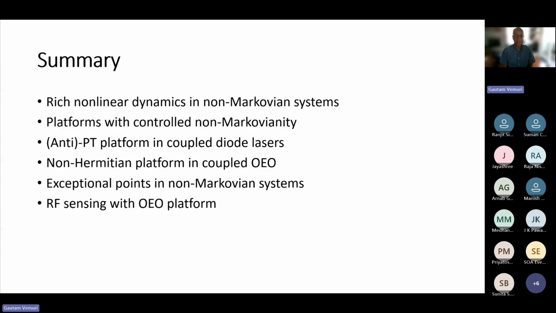But if you're interested, an anti-PT system is one in which the PT operator anti-commutes with the Hamiltonian of your system. And that's what happens in my diode laser system. I also showed you a non-Hermitian platform in coupled optoelectronic systems. It connected all of these to the exceptional points that arise in a non-Markovian system, and then I showed you a couple of examples of RF sensing with an OEO platform. With that, I thank you for your attention, and I am happy to answer any questions you may have.